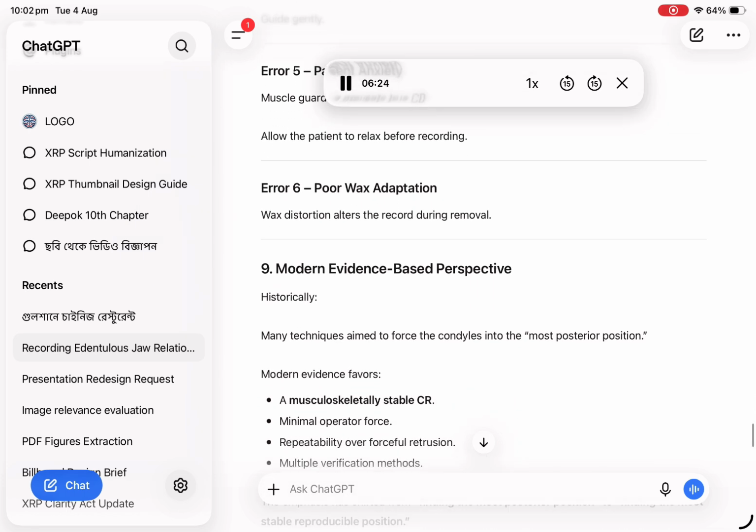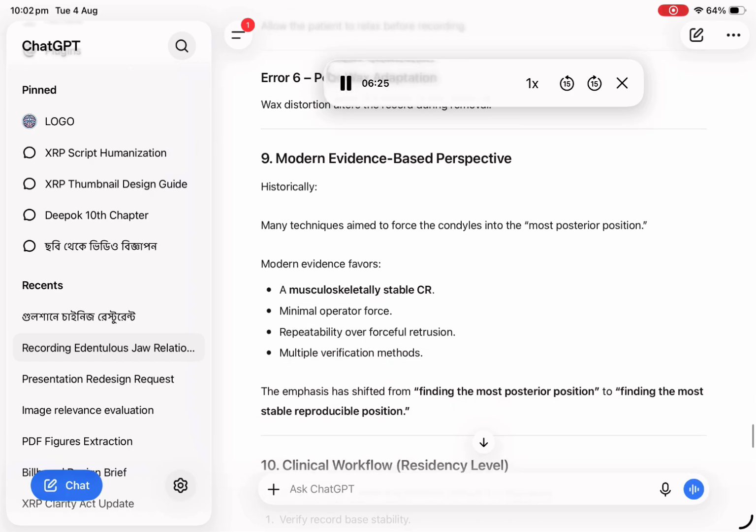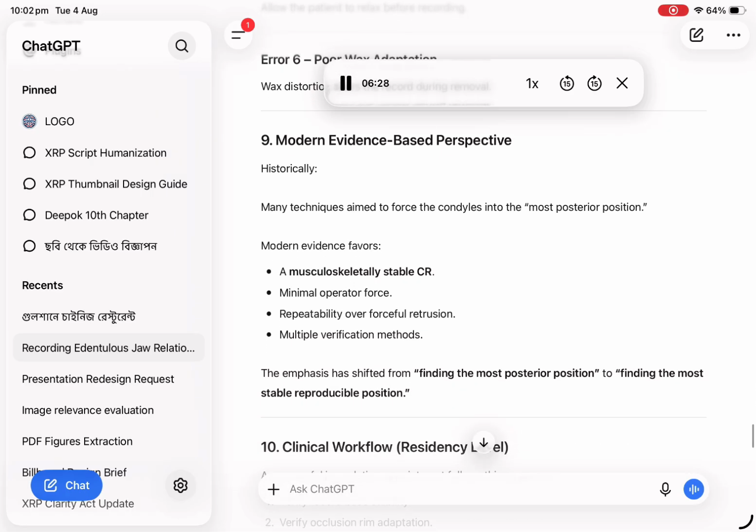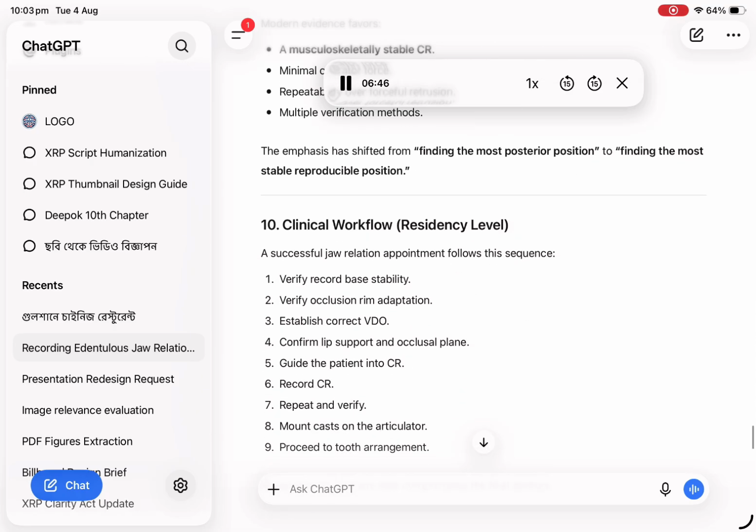Number 9. Modern evidence-based perspective. Historically, many techniques aim to force the condyles into the most posterior position. Modern evidence favors a musculoskeletally stable CR, minimal operator force, repeatability over forceful retrusion, and multiple verification methods. The emphasis has shifted from finding the most posterior position to finding the most stable, reproducible position.